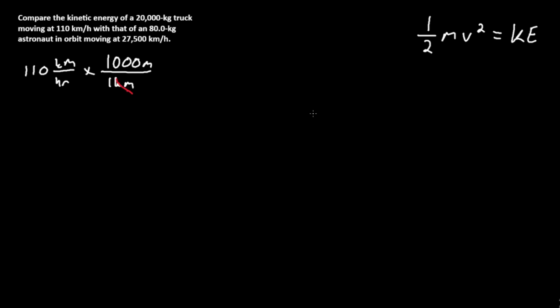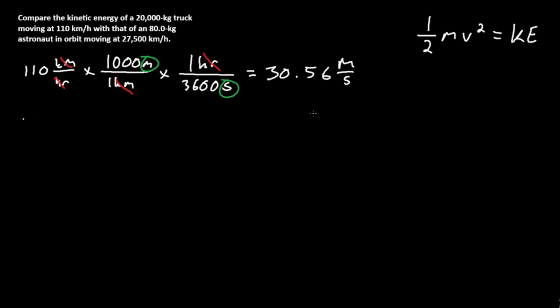The unit for kilometers cancels. And we also have the 1 hour, so we put the hour at the top, and we have 3,600 seconds. The unit for hours cancels, and we get meters and seconds here. So all we need to do is multiply 110 by 1,000 and then divide it by 3,600. So you get a speed of 30.56 meters per second for the truck.